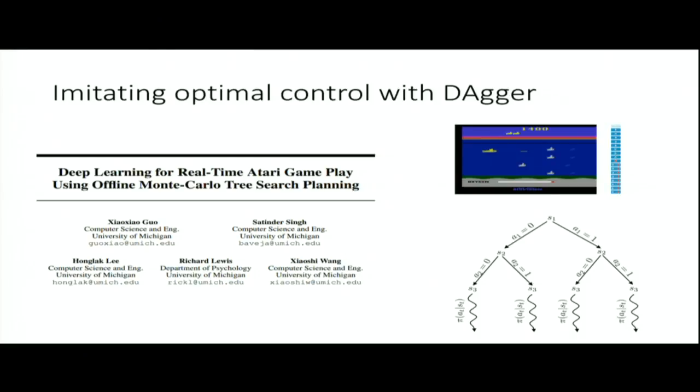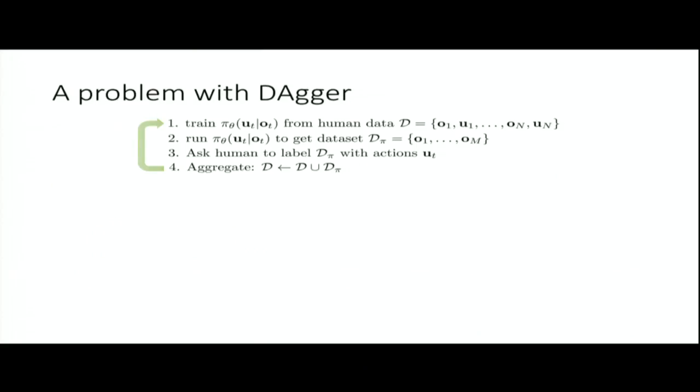So one of the things we can do is we can use Dagger, for instance. And I actually alluded to this before when I talked about this paper from University of Michigan, which used Monte Carlo tree search to figure out how to play Atari games, and then trained a policy to imitate Monte Carlo tree search by using Dagger. We can actually take this idea a little bit further.